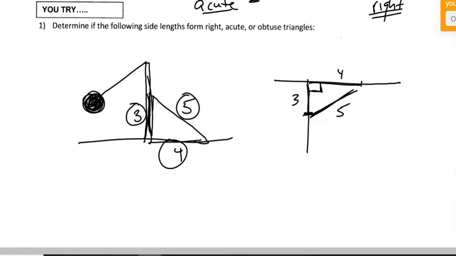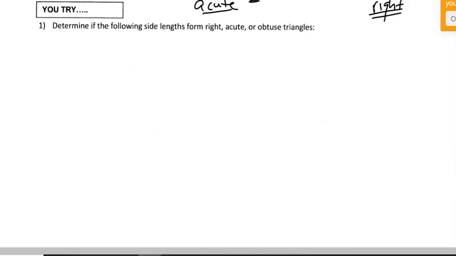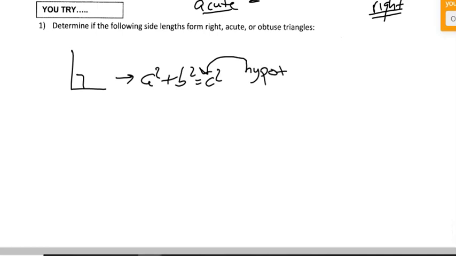All right, so one last thing, a little reminder. If you have a right triangle, then a squared plus b squared equals c squared. It only works for right triangles. Do not forget that c must be your hypotenuse. Okay, then we learned if a squared plus b squared equals c squared, then it is going to be a right triangle. That's called the converse of the Pythagorean theorem.